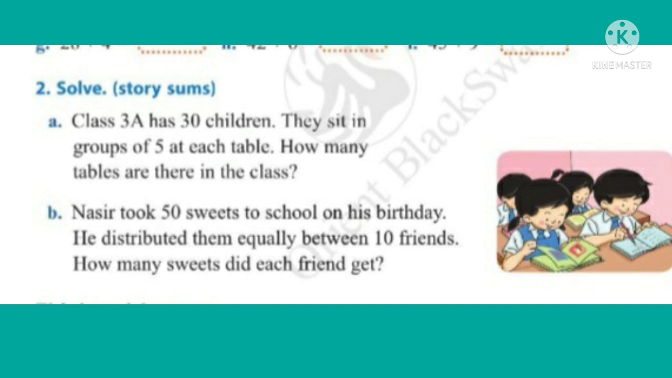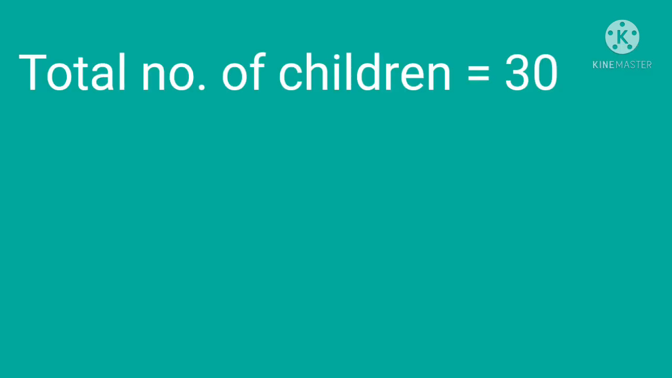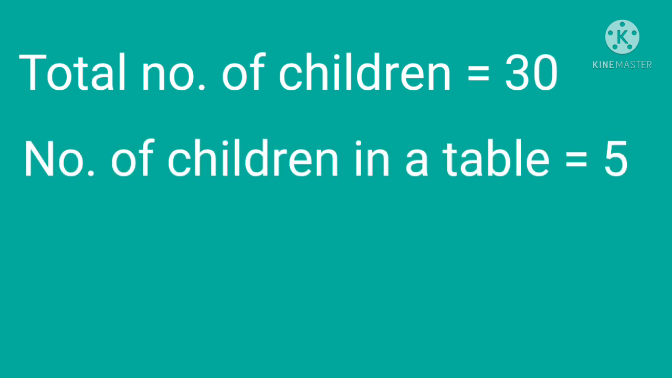Now let's do the next question, that is story sums. So read the question first. Class 3A has 30 children. They sit in groups of 5 at each table. So class 3A has how many children? 30. So total number of children equal to 30. They sit in groups of 5 at each table. So number of children in a table is equal to 5.